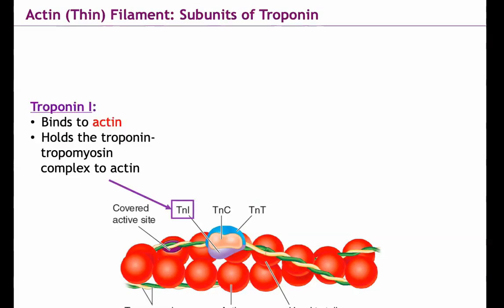Okay, so here are the different subunits. So troponin I is one subunit, and let me back up. In this picture, actin is depicted as the red molecule. So we have red actin molecules on this slide, and tropomyosin is this yellow and green twisted helix that is covering the active sites. So now let's talk about troponin. Troponin I binds to actin. So you can think I, actin.